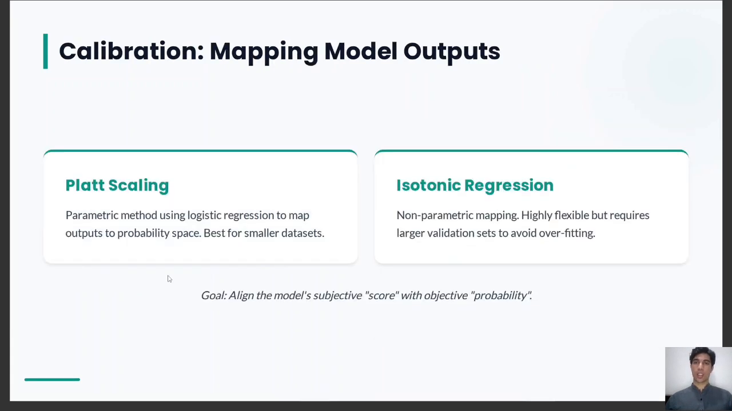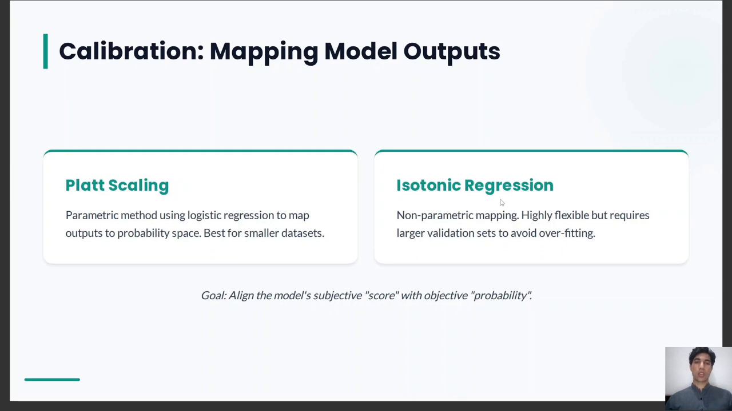Then calibration, mapping model outputs. There are no direct evaluation metrics for calibration, but instead we map model outputs to probabilities with methods like Platt scaling, which is basically using logistic regression to map outputs to probability space. For example, if we have a binary classification model which gives two results, either the patient has the disease or not, positive or negative, what Platt scaling does is give probabilities to those predictions, and it is best for smaller data sets.